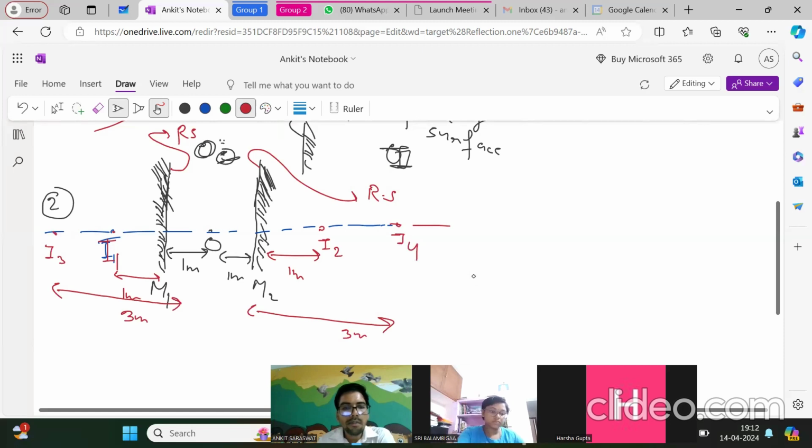I1, I2, I3, I4. Now for this M1, this I4 is the virtual object. Clear? Now it will form an image again. Then how many images? Infinite. I can draw the ray diagram also, but it will be more complex. So you can say how many images? Infinite images formed. Clear? Any doubt?